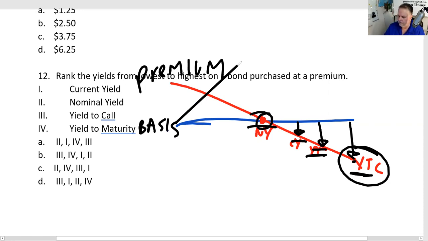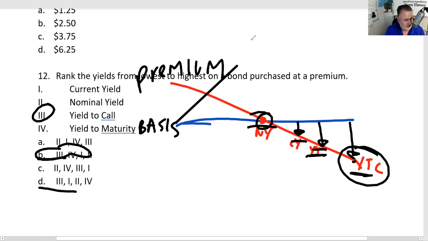So let's see. We want yield to call. We need a 3. So it's either that one or that one. Then we need our yield to maturity. So I need a 3 and a 4. Boom. And again, there's no multiples on your actual exam, but the test concepts are there. I gave myself permission to use multiples in this practice final, even though that's not something you're going to see on your test.